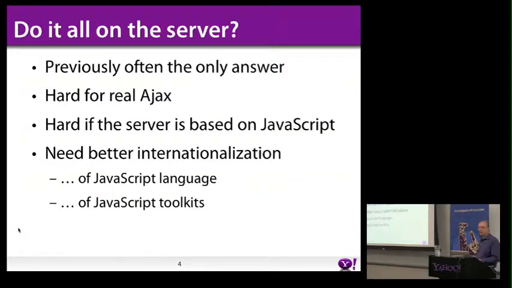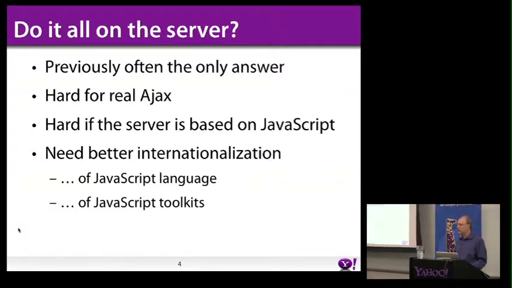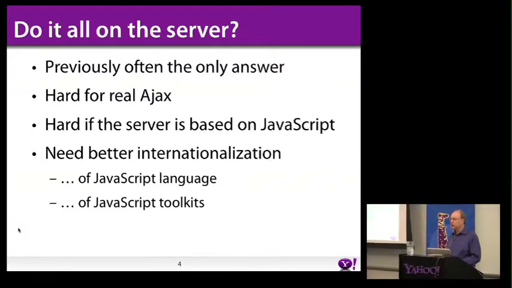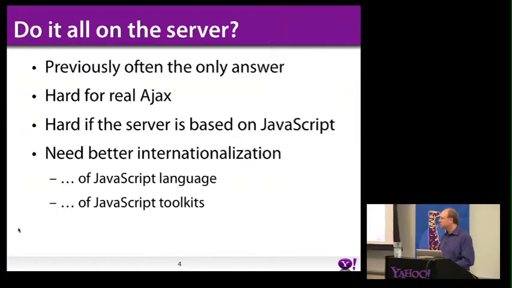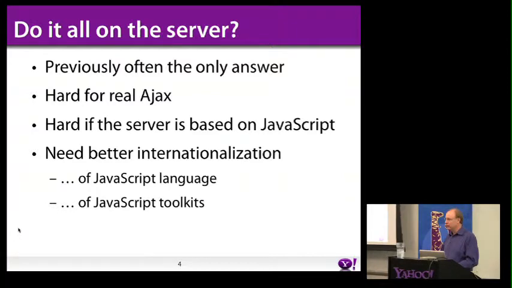So in the past, I often said, okay, if it doesn't work on the client, well, do it on the server. Often that was the only answer we could give because there was not much there. Now, if you want to write a real Ajax application, that doesn't really work well because you want to do as much as possible on the client. If your server happens to be in JavaScript itself, as we have been talking about a lot these days, Node.js and so on, then that answer also does not help because you're based on JavaScript. So we really need better internationalization, both in JavaScript as a language and in the JavaScript toolkits like YUI.